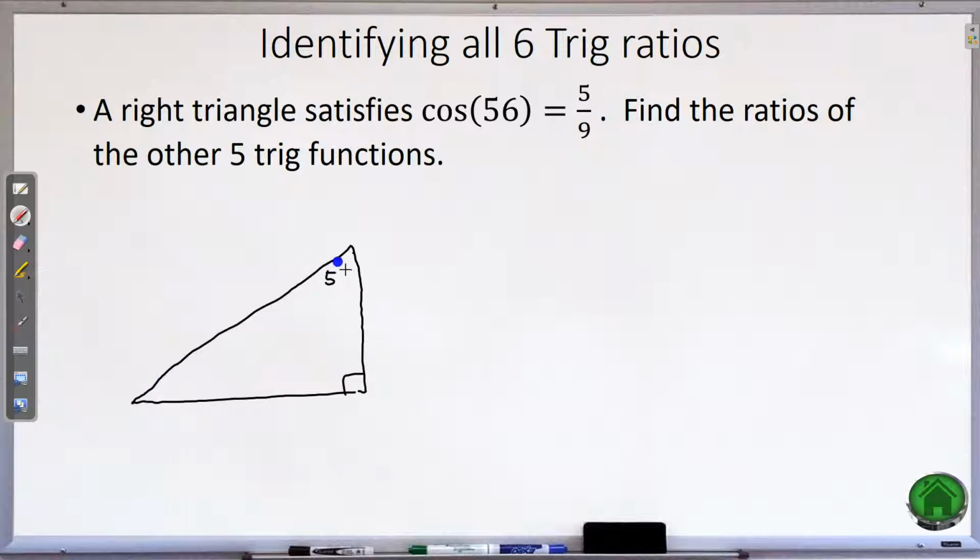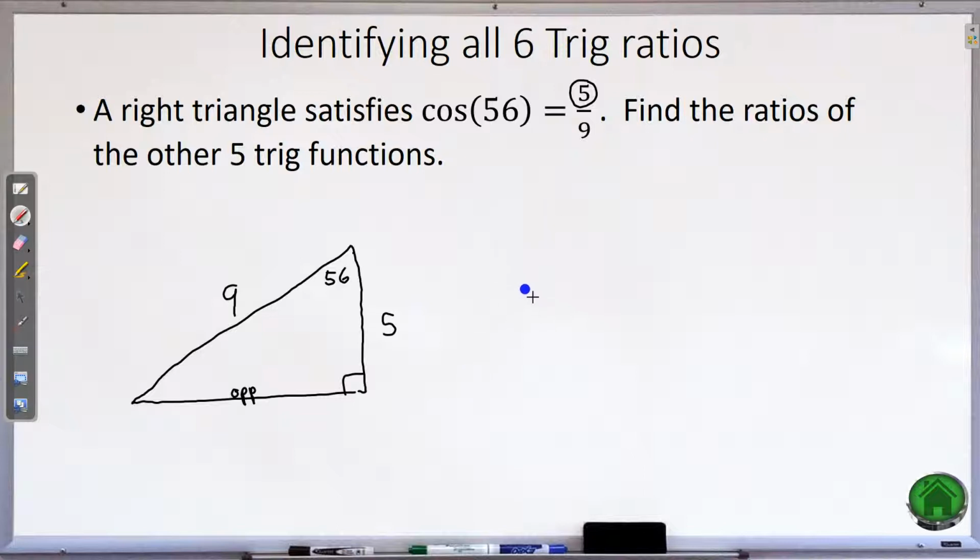I'm going to put the 56 here. So cosine is adjacent over hypotenuse. Well, the hypotenuse is easy. It's the longest side. So that one has to be the 9. The 5 is the adjacent. So if this is my 56, where is the adjacent side? It's the side right next to it. So this is the 5. And this is the opposite, but we don't know what the opposite is right now.